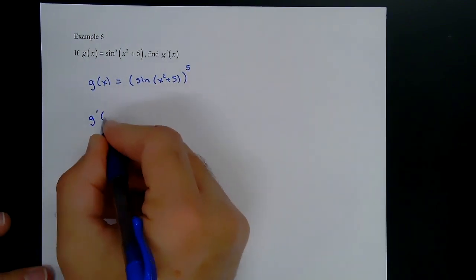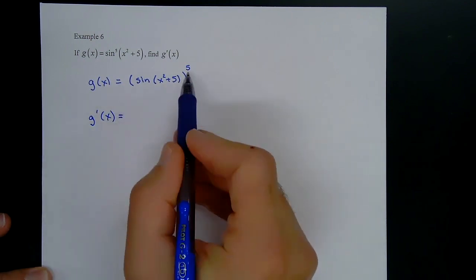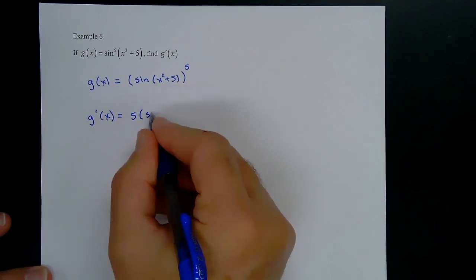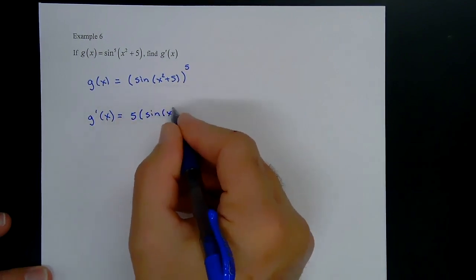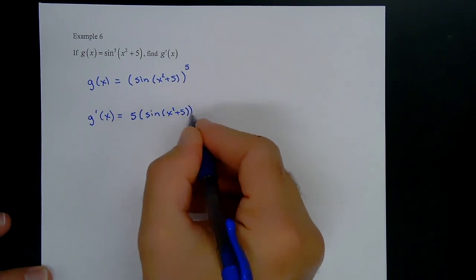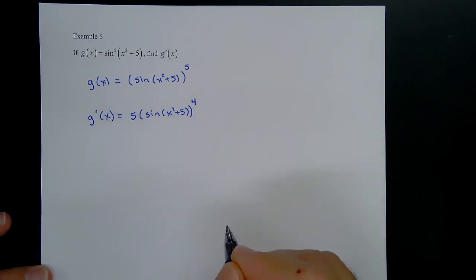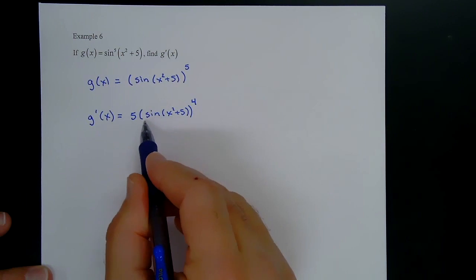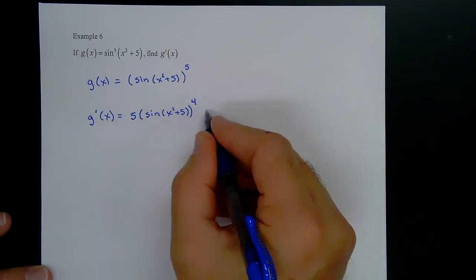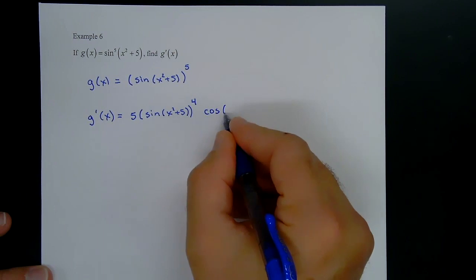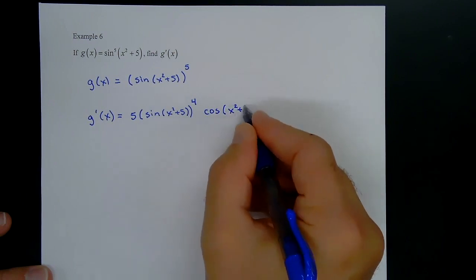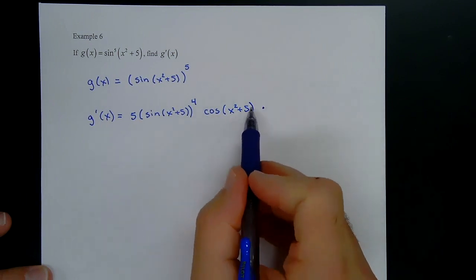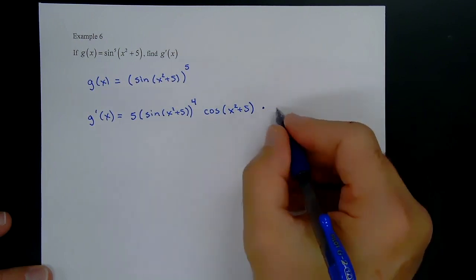Okay, so g prime of x would equal, we're going to have to bring the power down. So 5 times the inside, which is sine of x squared plus 5. Subtract 1 from the power, so that becomes a power of 4. Now I've got to take the derivative of this inside piece, and the derivative of sine in particular would be cosine. So we have cosine of x squared plus 5, and then times, now we've got to take the derivative of this inside function, which would be 2x.